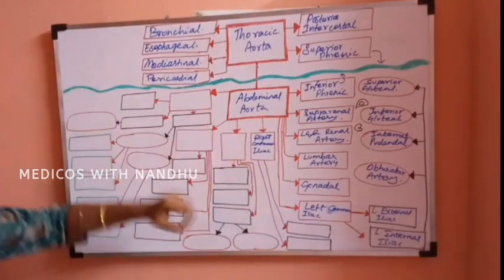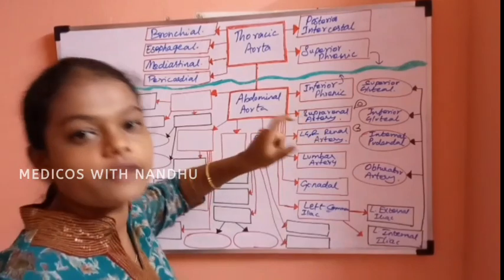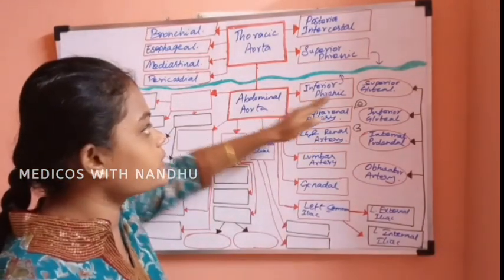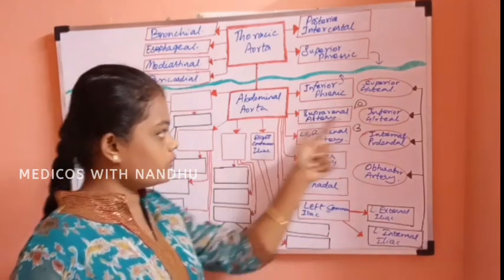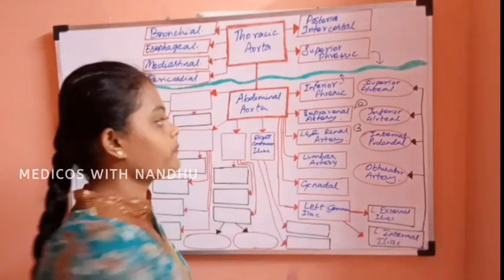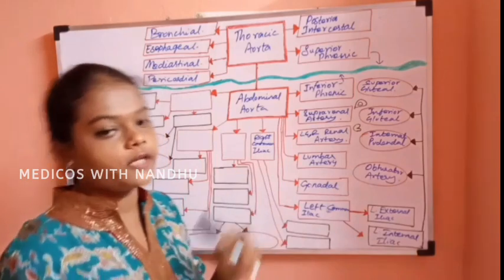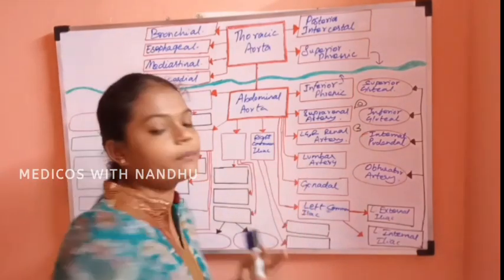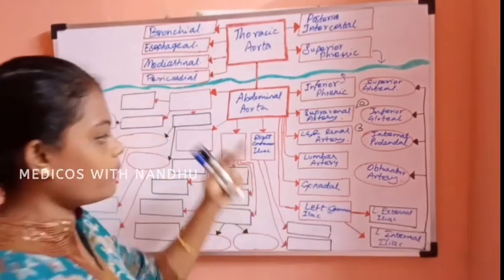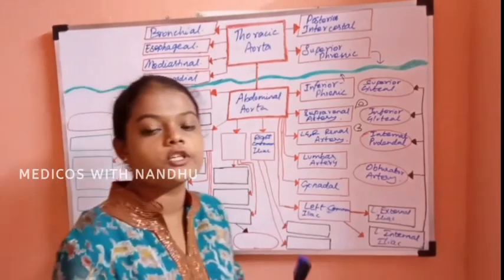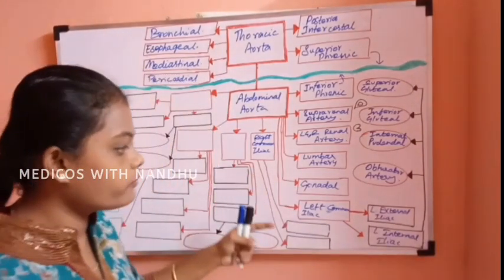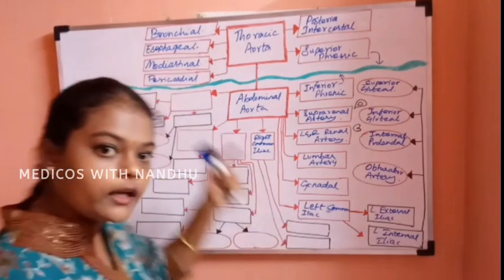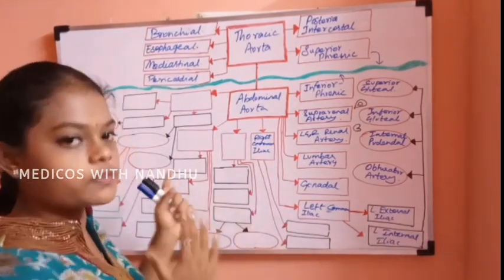So the abdominal aorta first supplies the inferior phrenic artery, which supplies the inferior part of the diaphragm, and then the adrenal artery, the left and right renal arteries, and the lumbar artery. After the lumbar artery comes the gonadal artery, which can be the testicular artery or the ovarian artery. Then the left common iliac artery and right common iliac artery. Next, let us look at the right common.